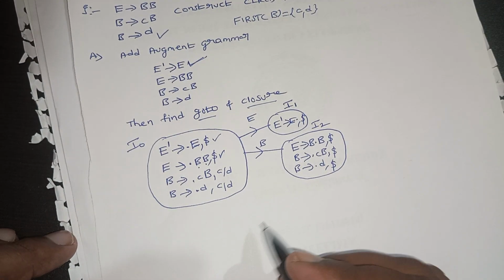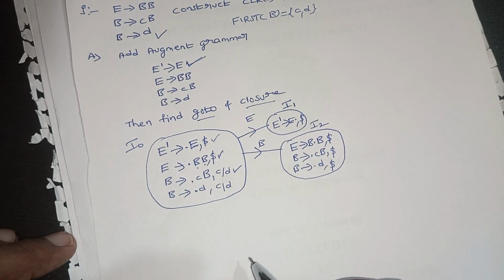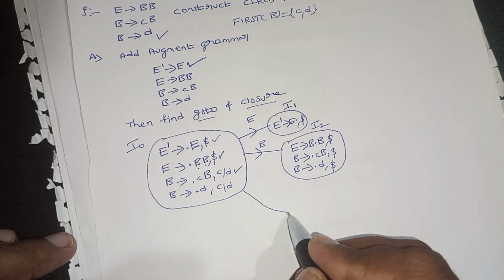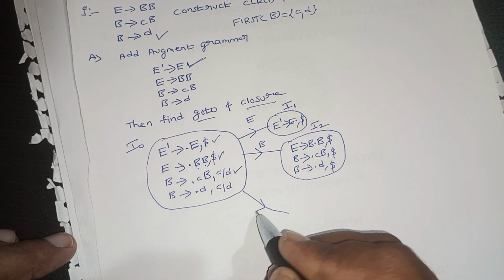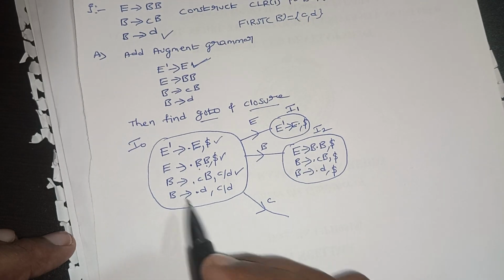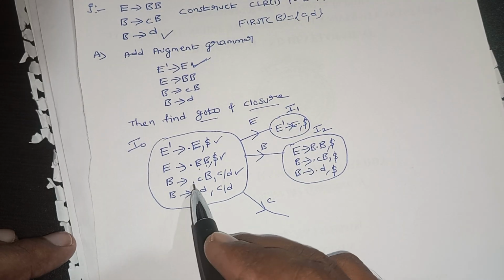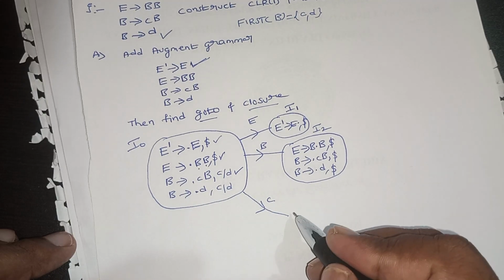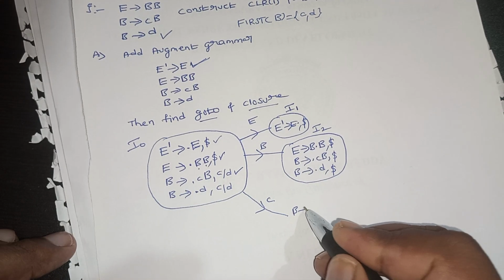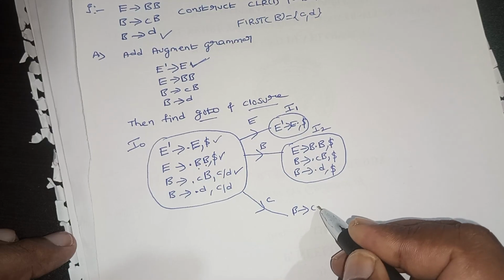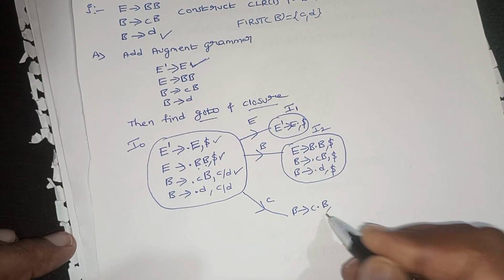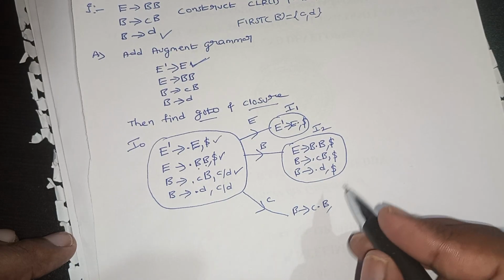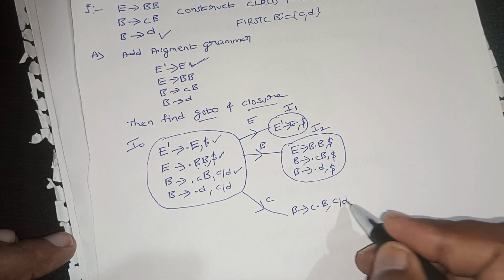Now you take this one. Now you have to perform the go to operation on small c. So then what you do, you move this dot to the right of small c. So B tends to small c dot B. So you carry forward the lookahead symbols C by D.